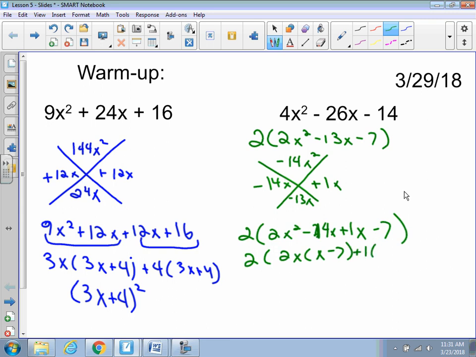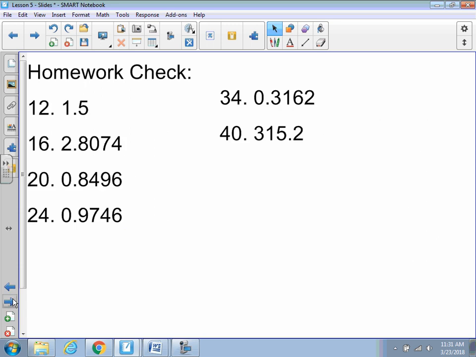Okay, so homework check from last class. Those are the answers to your homework. If you have any questions, just put a star beside them, maybe talk them out amongst each other and see if you can figure it out. And if you can't, keep that star and ask me when I return.